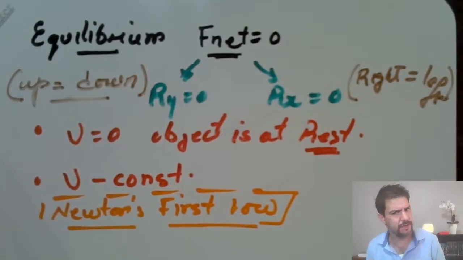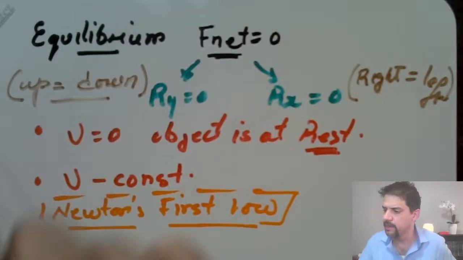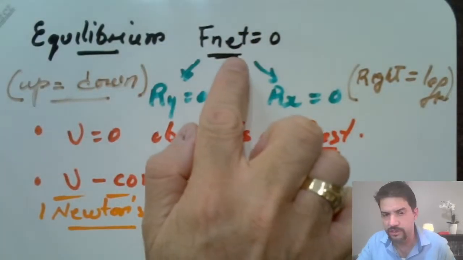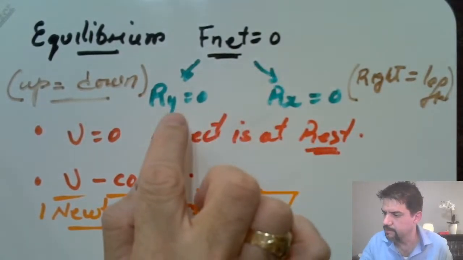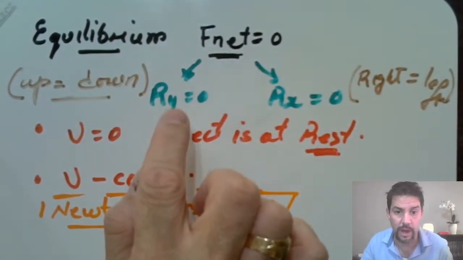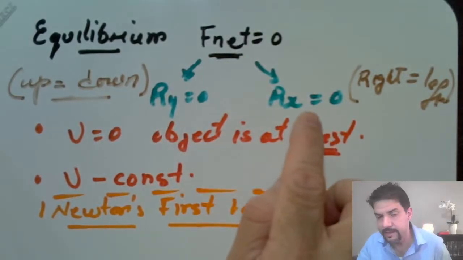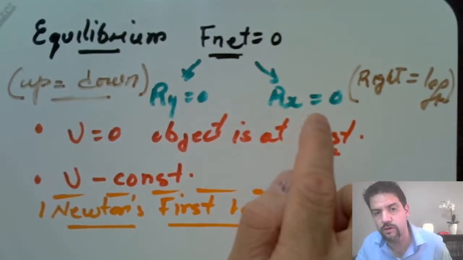This is a summary. I'm going to repeat once more. It's not hard for this one. Equilibrium, net force is equal to 0. If the net force is equal to 0, it means that the resultant force in y is equal to 0 and the resultant force in x is equal to 0.